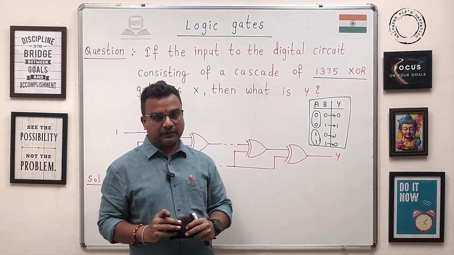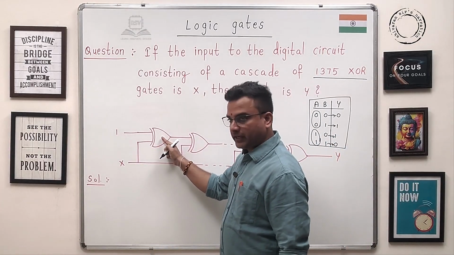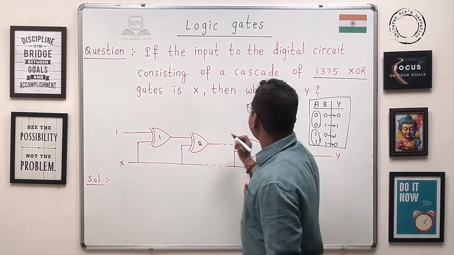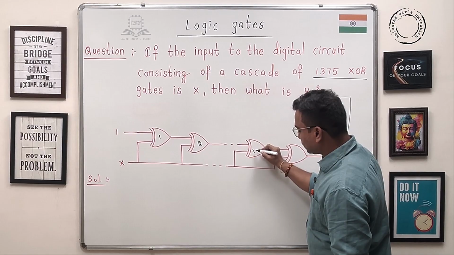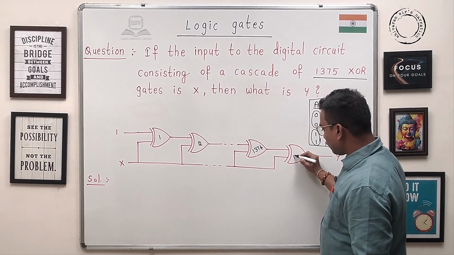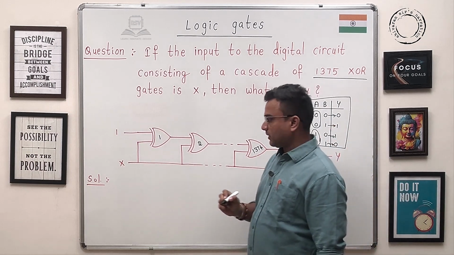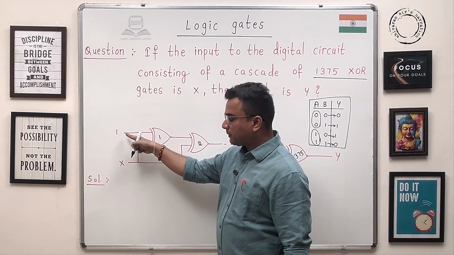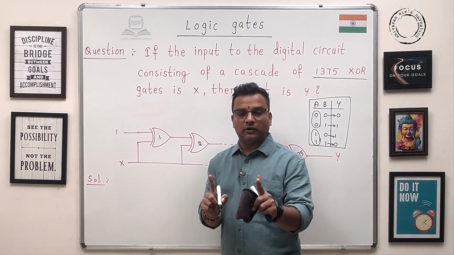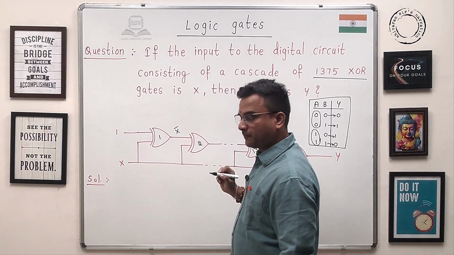Now from this, guys, let's consider this is the first XOR gate, this is the second one, and in total 1375. So this is 1374 and this is 1375. Now here, 1 and X: if one of the inputs is logic 1, it acts like an inverter, a NOT gate, hence we get here X bar.